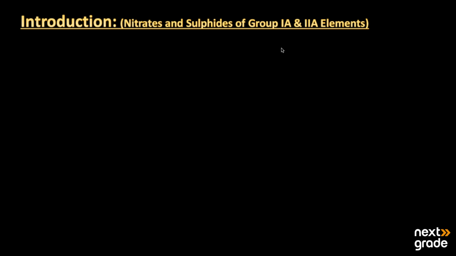So the topic that we will discuss today is the nitrates and sulfides of group 1A and group 2A elements. When we are talking about the sulfides of group 1A and group 2A elements, it means some groups that just got attached with the alkali and alkaline earth metals. These are the group 1 and group 2A elements. So the nitrates are those in which the group NO3 is combined with the alkali and alkaline earth metals.